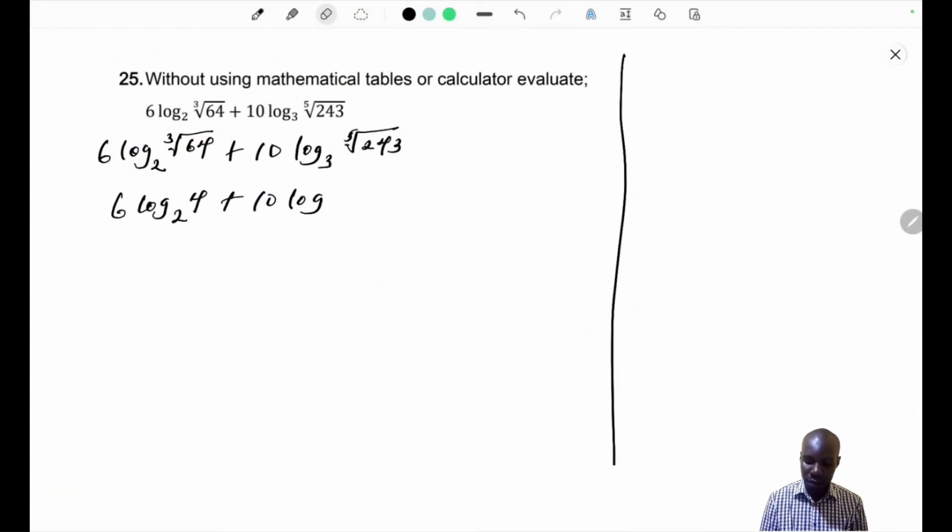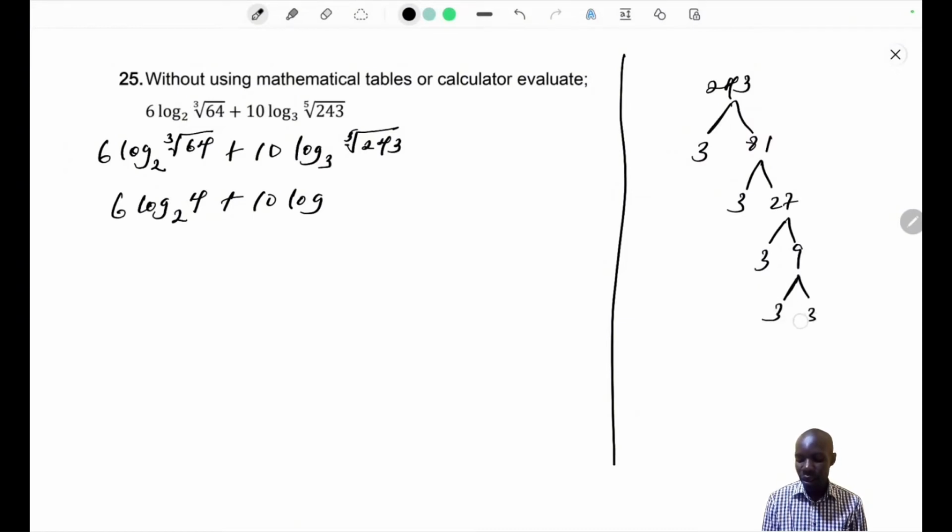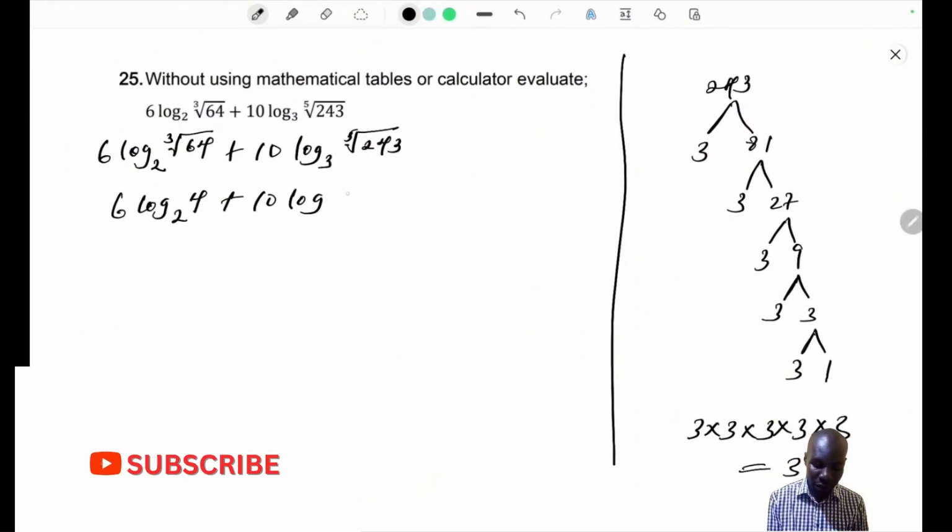let's do the same for 243. Let's get the prime factors. 243, I'll start with 3. 3 goes there, 81. I'll go to 3, 27, 3, 9, 3, 3, and finally 3, 1. So we have 3 times 3 times 3 times 3 times 3, which is equivalent to 3 to power 5. So the fifth root of 243 is 3, and we have to base 3.